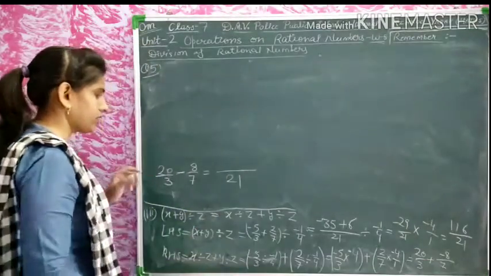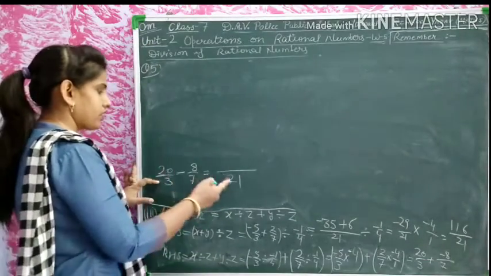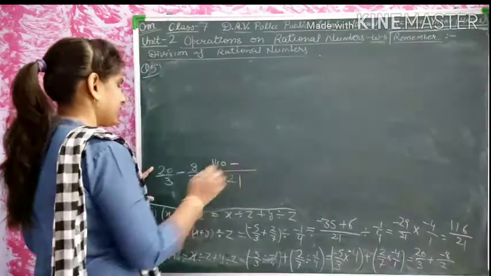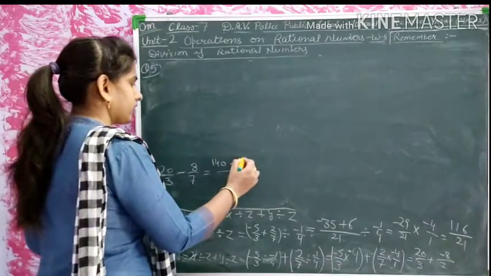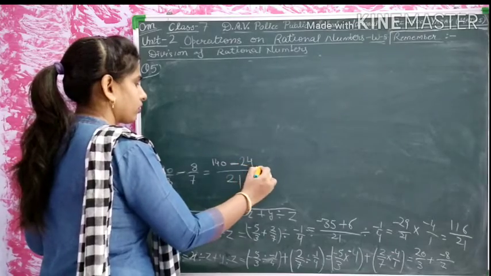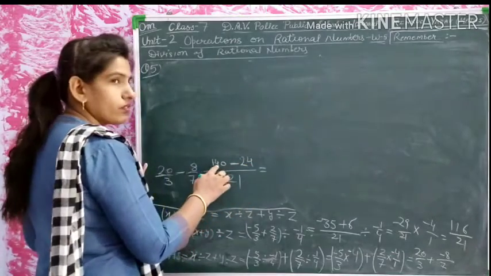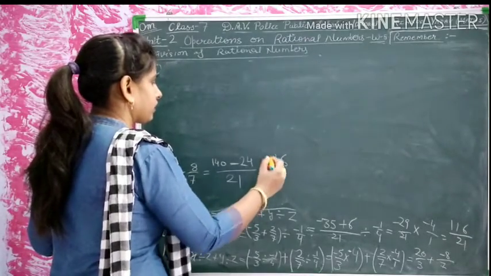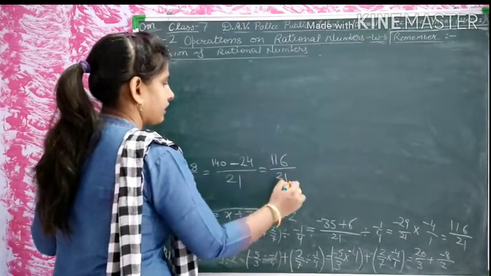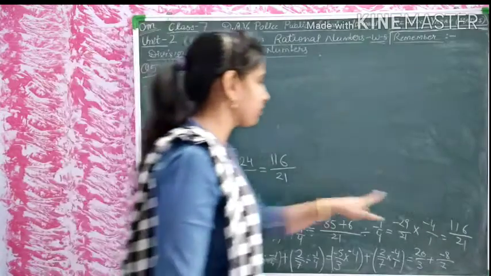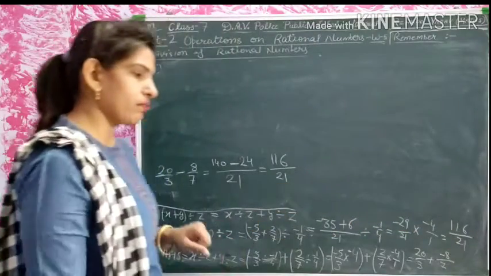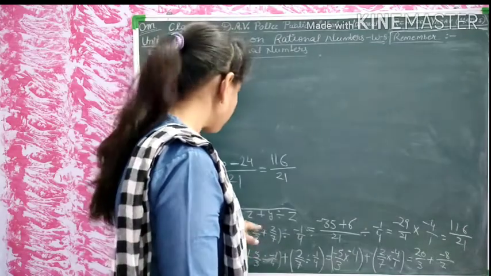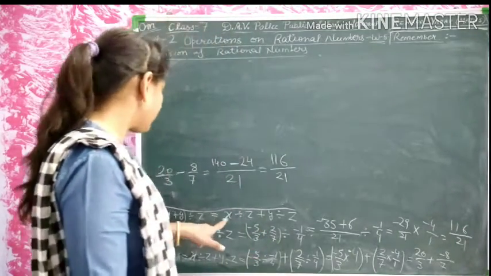The LCM is 21. 3 times 7 is 21, 7 times 20 is 140, minus 7 times 3 is 21, 3 times 8 is 24. We will get here 116 divided by 21, and both values are the same here. It means these are verified here. There is the equality here.